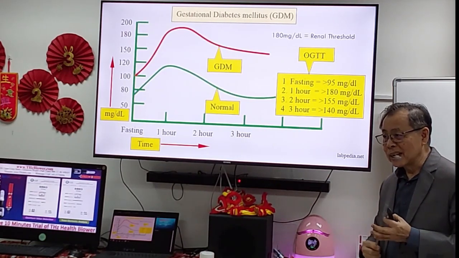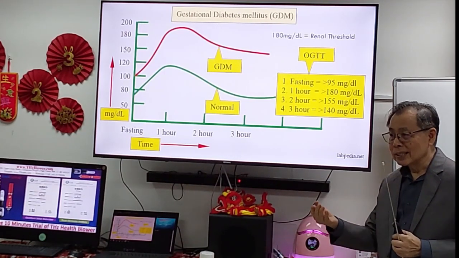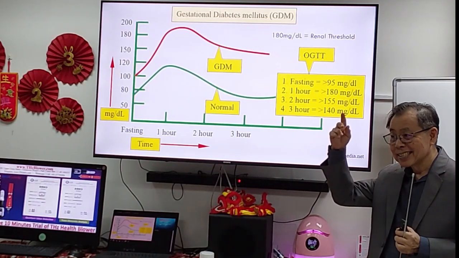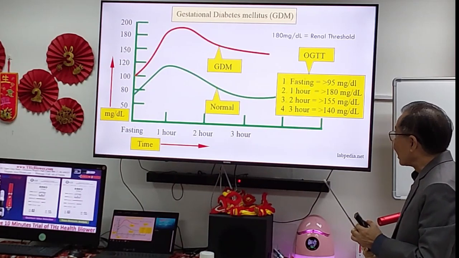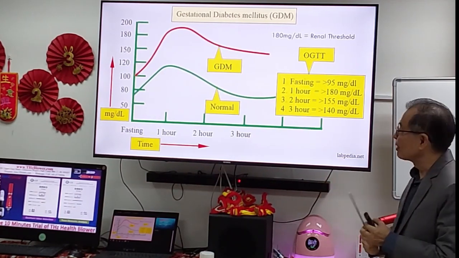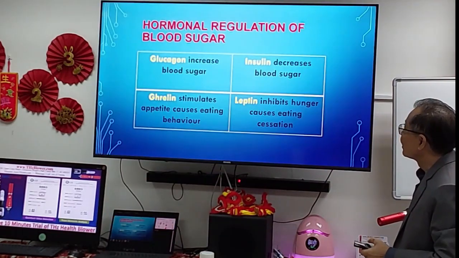Sometimes when you're hungry, like early in the morning just before you wake up, your blood sugar goes high. Or if you fast, your blood sugar also goes up. Why? This is the reason why.